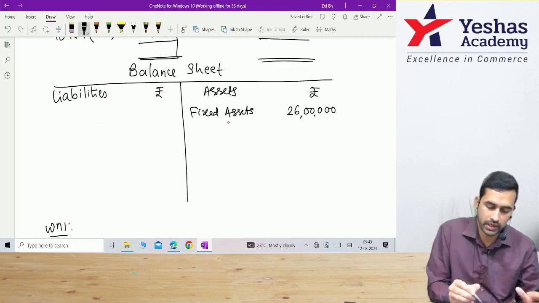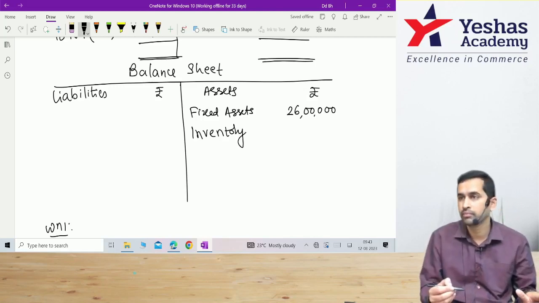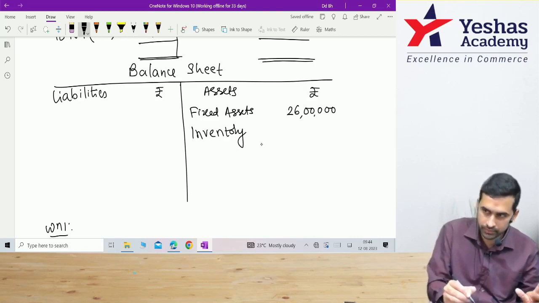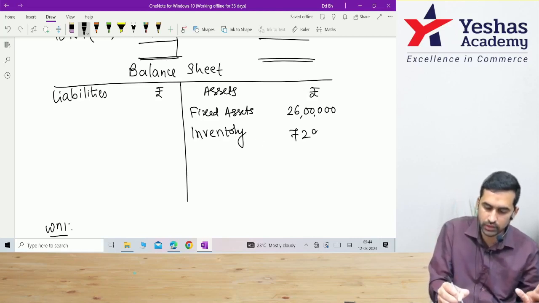Go to the asset side. After fixed asset, you can now write inventory. What's the number? 7 lakh 729,300. Done.